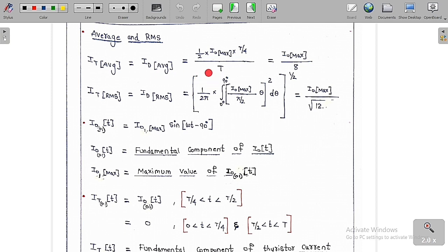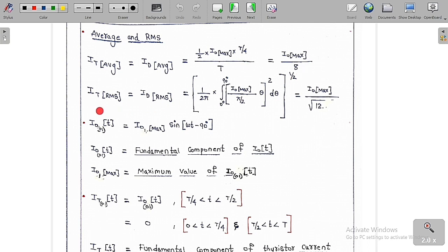So the average value of the switch current is equal to the average value of the diode current, which is the area, half into I naught max into T by 4, divided by the total time period capital T. So half into I naught max into T by 4 by T. If you solve this, we get I naught max by 8. This is called the average value of the switch current, or the thyristor current, or simply the diode current.